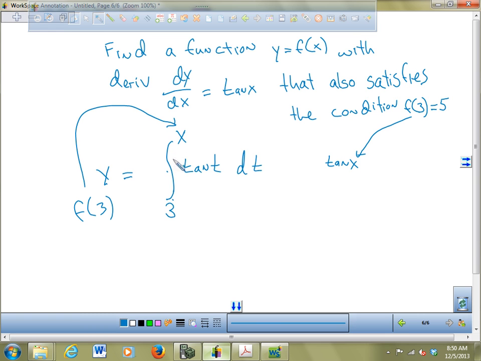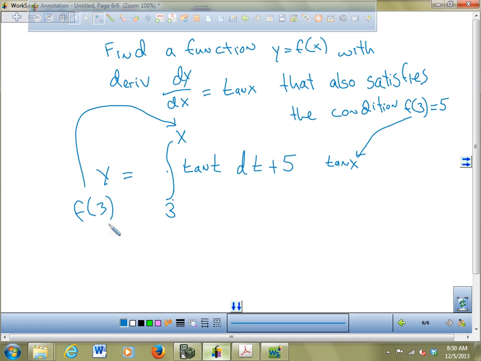So what do I have to do to this function to make it such that f of 3 is equal to 5? I just add 5 to the end, you see? Not inside the integrand, but after I take the integral, if I just add 5 to it, I will get a function such that f of 3 is equal to 5. Is its derivative still tangent of x? Yes, okay? So that's one way to remedy that.